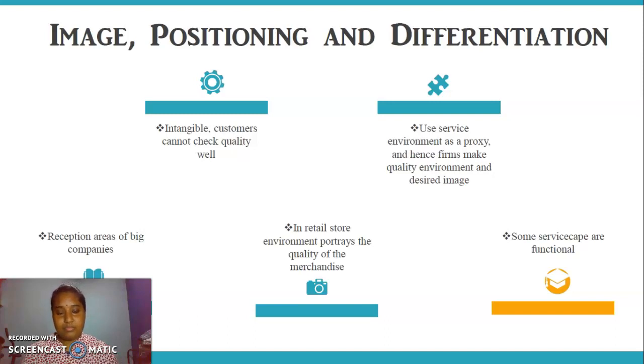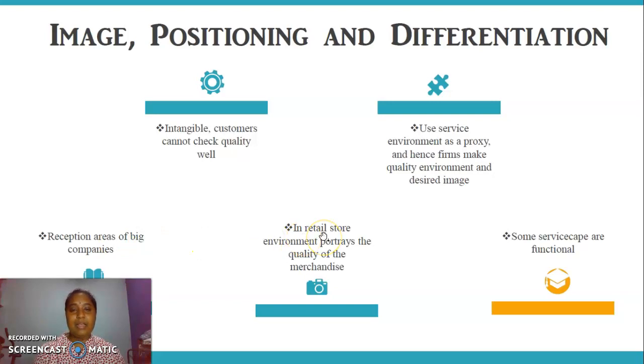Customers use service environment as a proxy, and firms make quality environment and desired image. Proxy means power. Oleh itu, firms membuat persekitaran yang berkualiti dengan unik untuk menarik perhatian customer. Reception areas are a big component. Receptions of hotel lobbies are the main function of each hotel. It clearly communicates with customers.